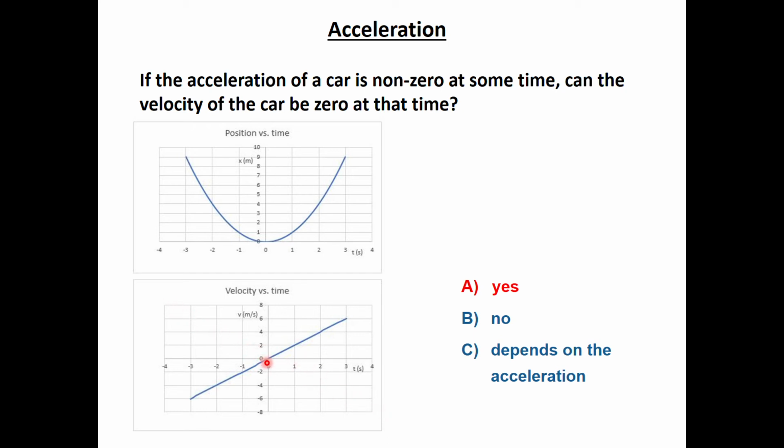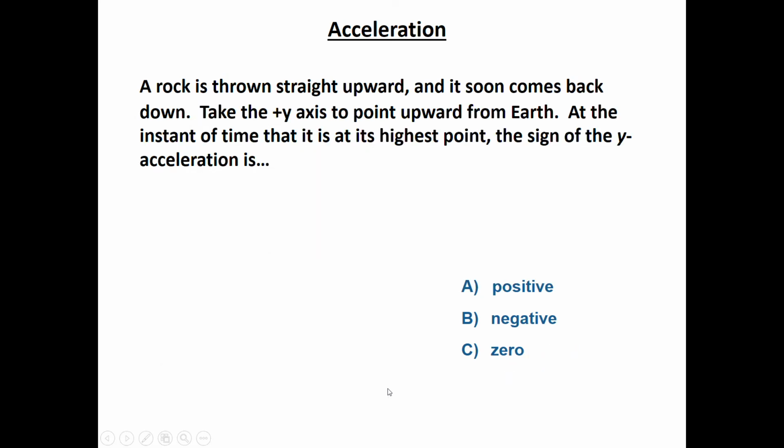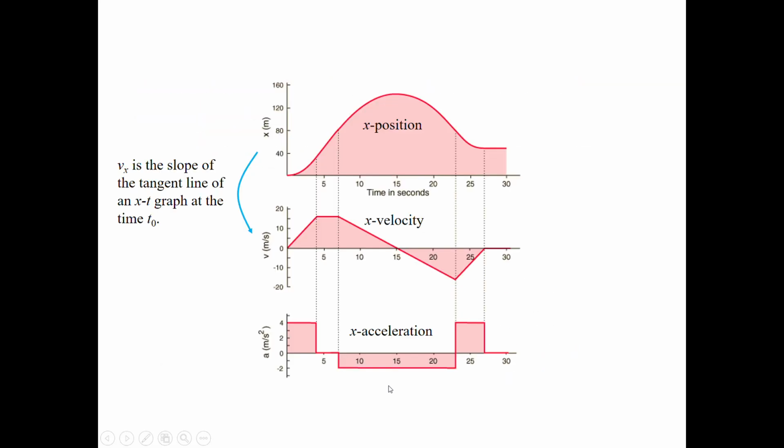At the time when it's at rest, that's when its velocity is zero, the slope of the tangent line of that curve would be negative. So the answer for the acceleration is negative there. All right, let's think about one more graphical property, and then we'll take another break before moving on.